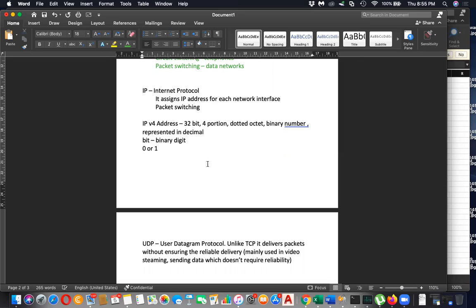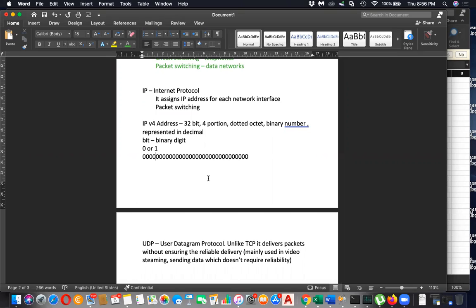So it has 32 bits. Minimum 32 bits: 1, 2, 3, up to 32. 32 bits, 4 portions, so 4 places. Dotted octet, 8 by 8, it has dots.